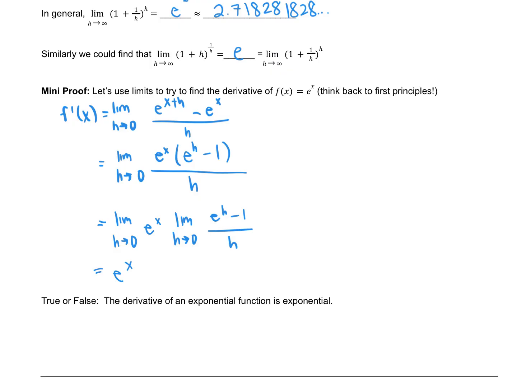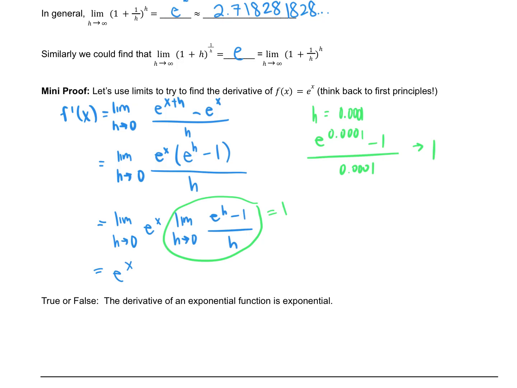I'm just going to pick an h value very close to 0. So I'm going to use 0.001 just to get an idea of what this fraction is approaching. So I'm going to do e to the power of 0.001, subtract 1, all over that same h value. And if you punch this into your calculator, you get a number very close to 1. So that means this portion here is equal to 1, or approaching 1.